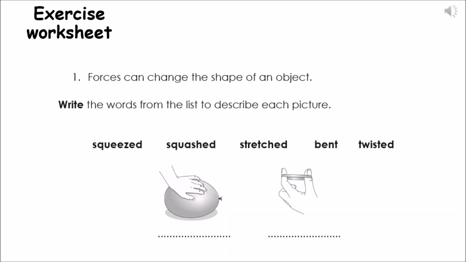For homework, I want you to complete exercises 1 and 2 on the exercises worksheet. Question number 1, forces can change the shape of an object. Write the words from the list to describe each picture. The words are squeezed, squashed, stretched, bent, and twisted. So please tell me what type of force is being applied to the balloon and what type of force is being applied to the rubber band when it's being pulled.